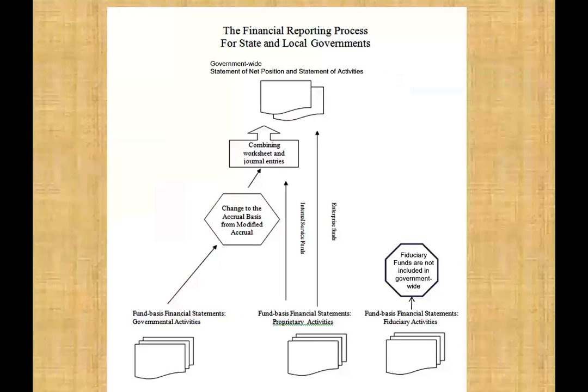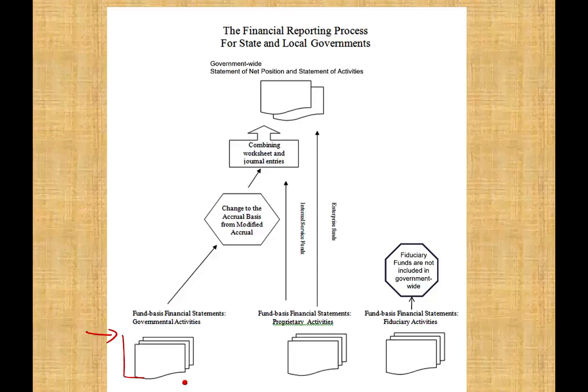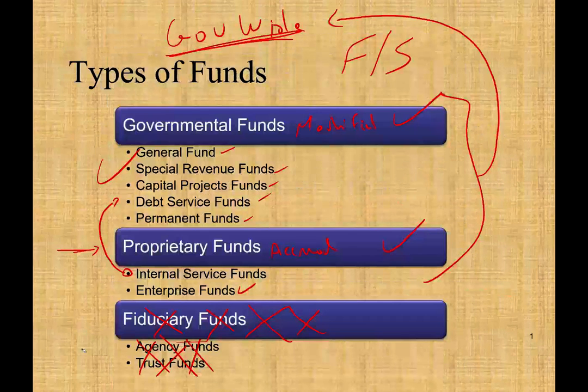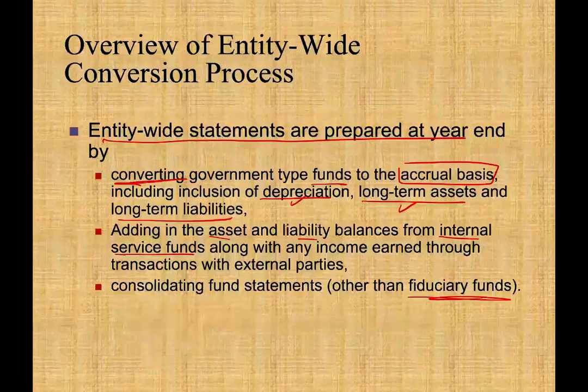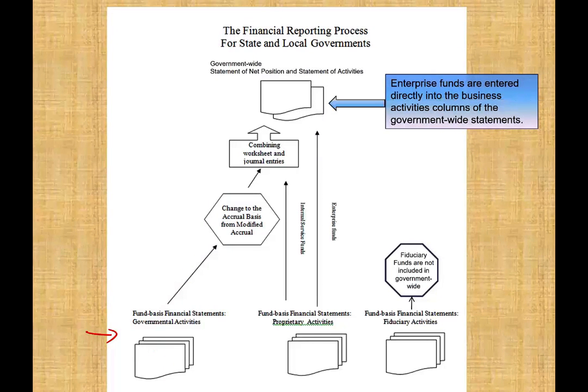First, we have the fund financial statements. We have the five types of governmental funds. Then we have the proprietary funds. Then we have the fiduciary funds. This is the same thing as the first slide. So we have three types: governmental, proprietary, and fiduciary. Those three fund types are going to feed into the government-wide financial statement. Well, they're going to feed into it, but let's see how and which ones.